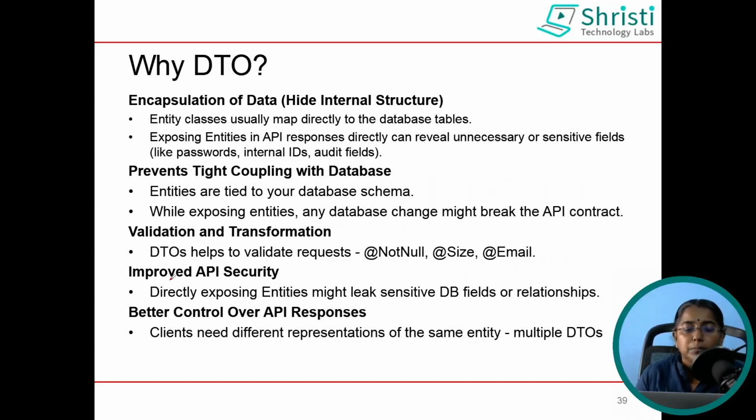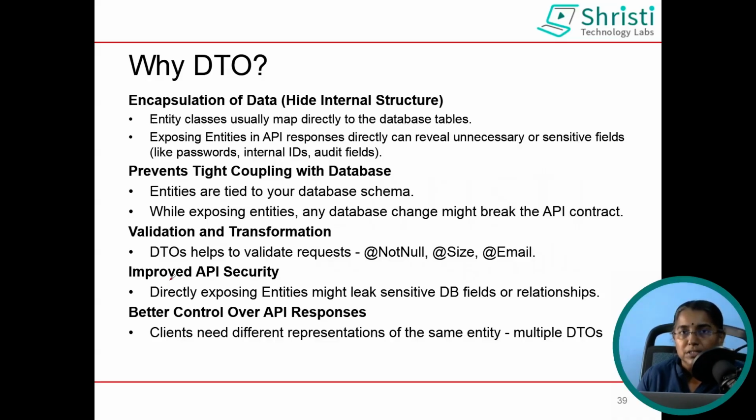DTO class prevents tight coupling with database. When you are working with entities, entities are tightly coupled with the database. If you are exposing the entities as API responses, it means whenever you are doing some changes in the database specific entities, your API may break. To avoid that, convert your entities into data transfer objects and then send them as API responses.